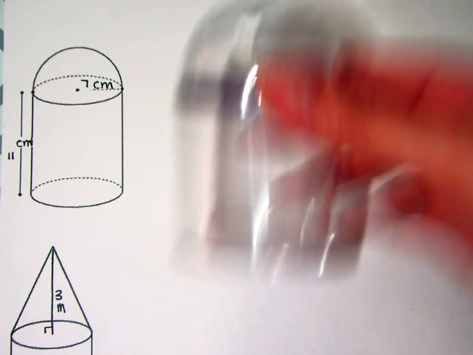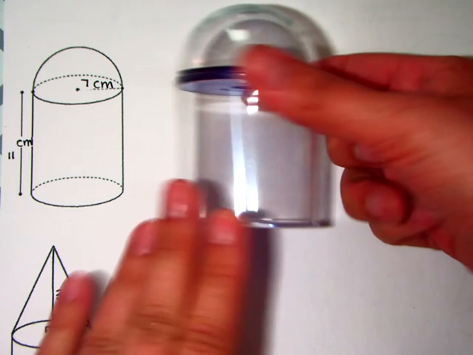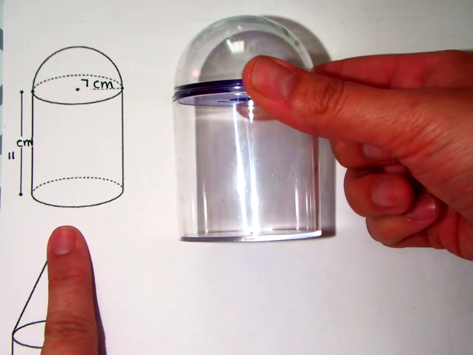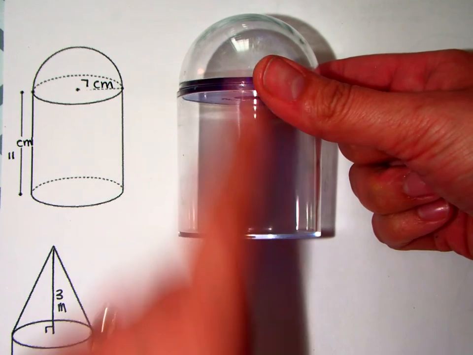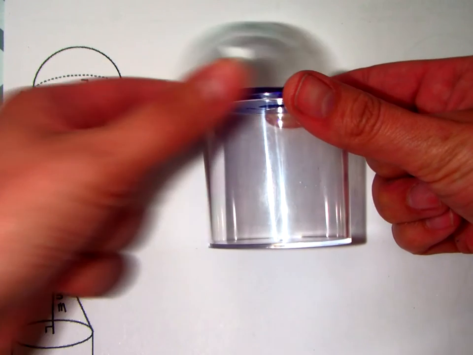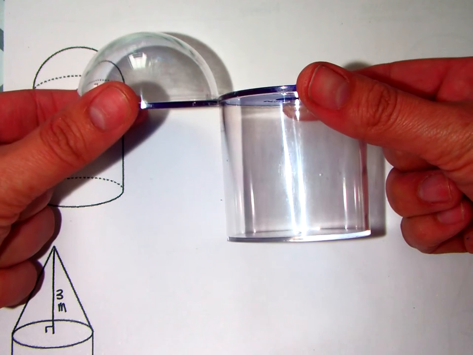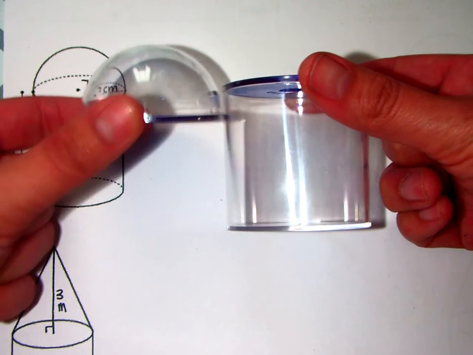Looking at this figure, this is kind of what it looks like in a 3D format. We do not have a volume formula to find the volume of this whole thing. However, we do have volume formulas to calculate a hemisphere and a cylinder. So what we're going to be doing today is adding and subtracting volumes.